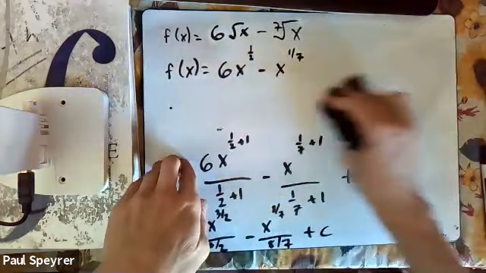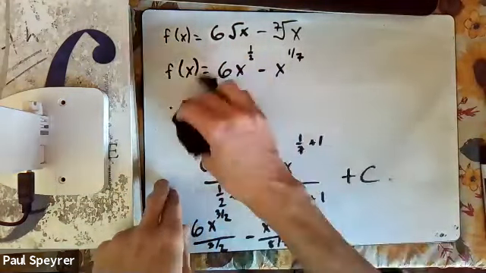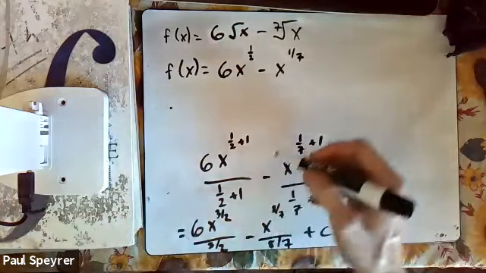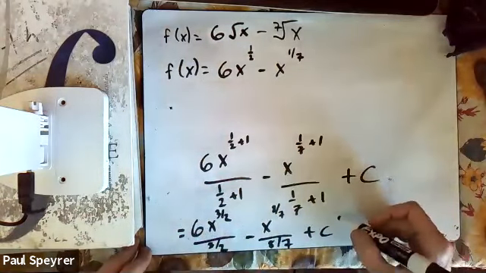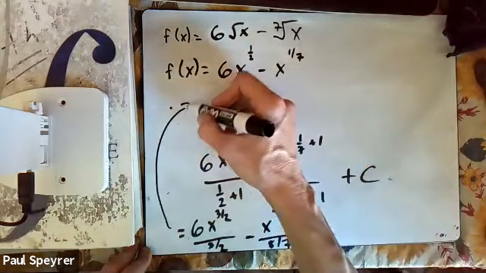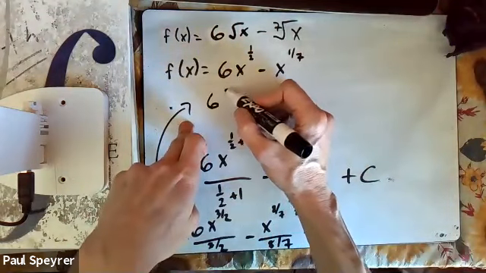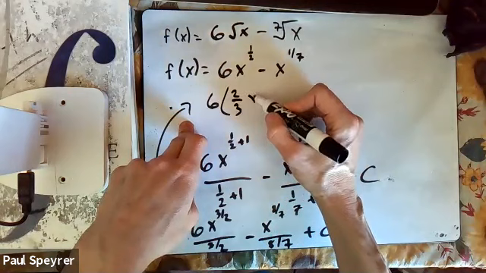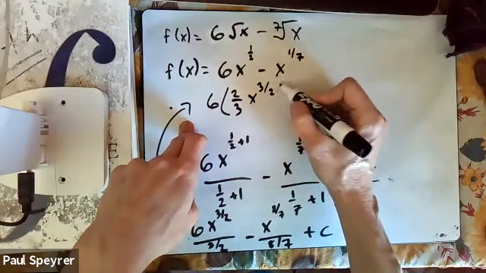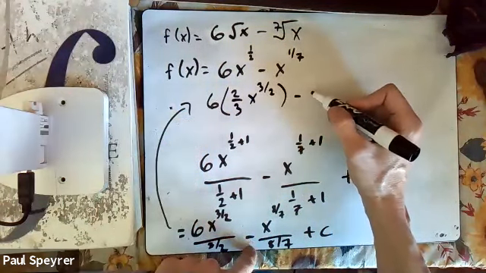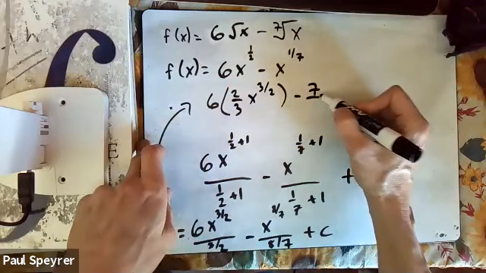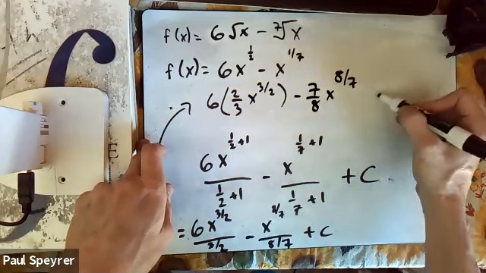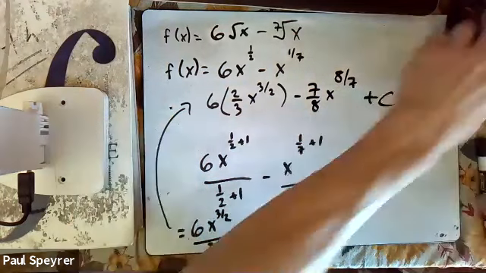Gotta keep going with it because we have these weird fractions over fractions. Whenever you're dividing by a fraction, that's like multiplying by its reciprocal. So what does this equal right here? This is the same thing as saying 6 times 2/3 x to the 3/2 minus, and then this is just 7/8 x to the 8/7 plus c.